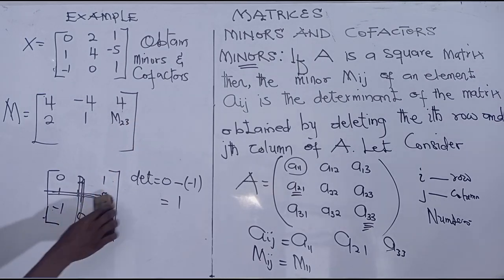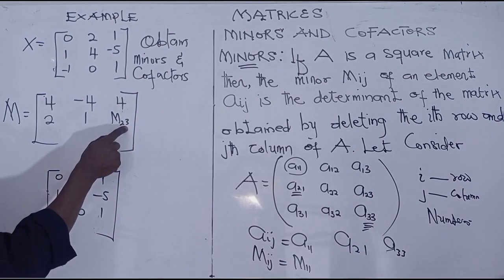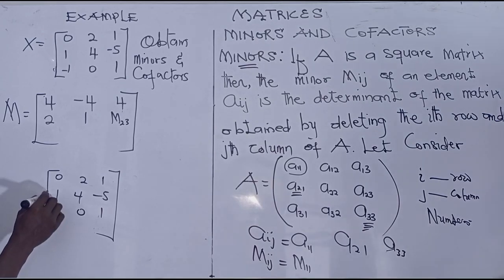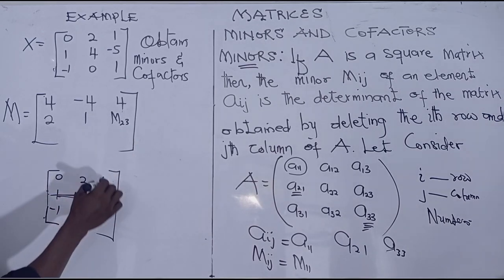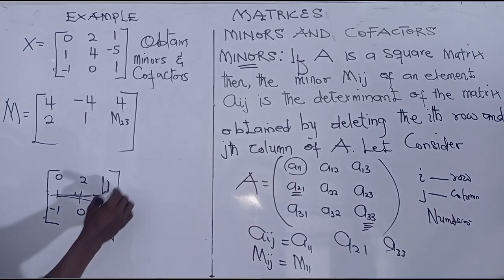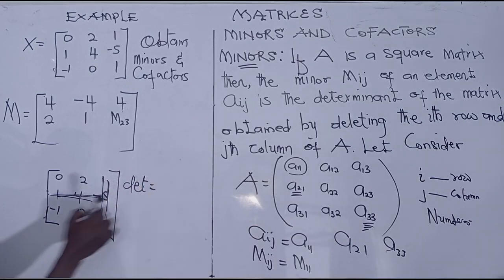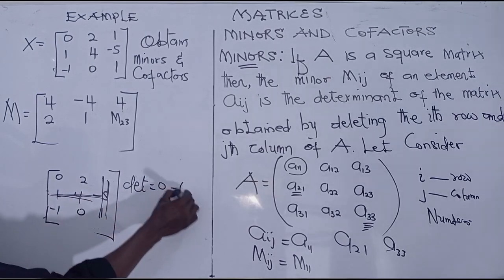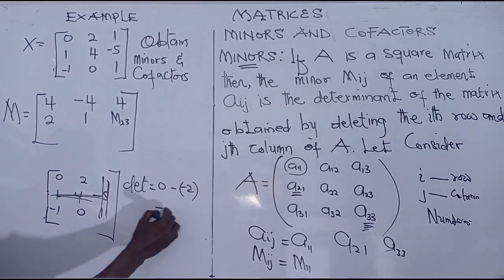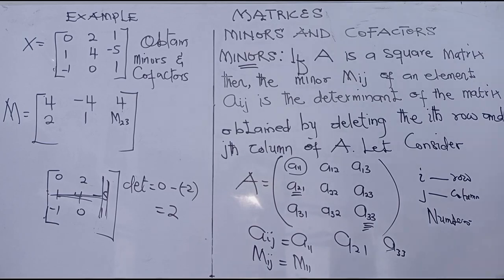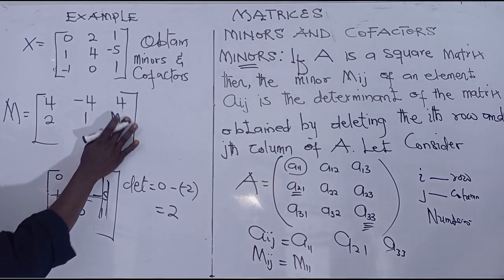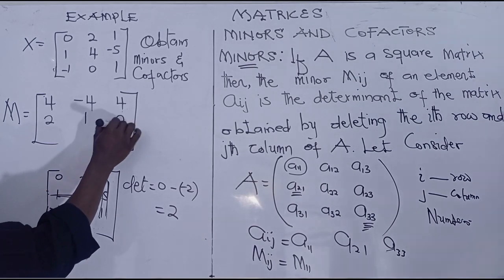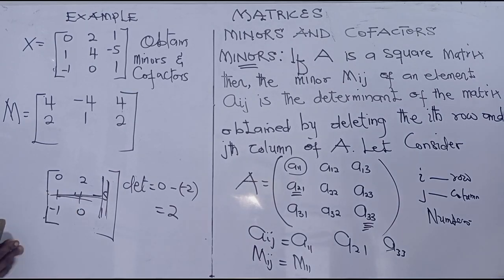Let's look at this entry, M23. So M23 means that we should delete the second row and then the third column. So we have 0 times 0 give us 0. We have minus, this is also giving us minus 2, and we have a positive 2. So this entry is going to be what? Positive 2.